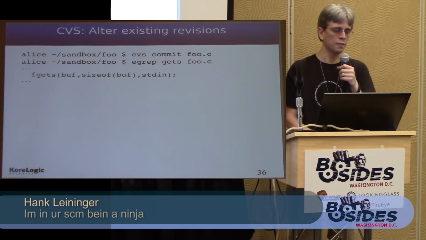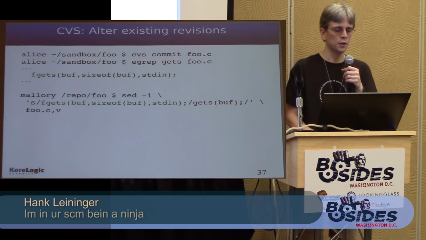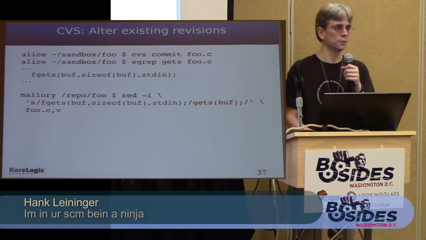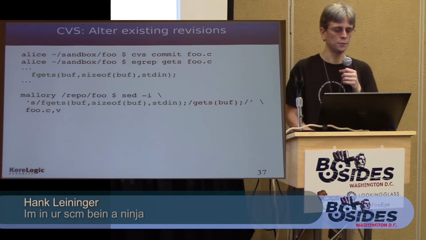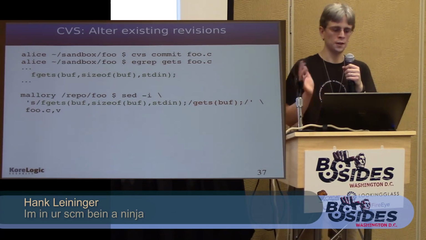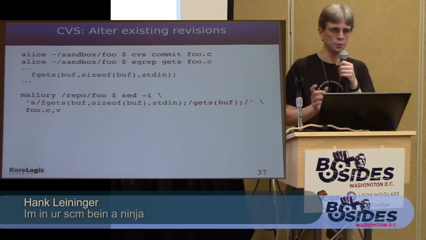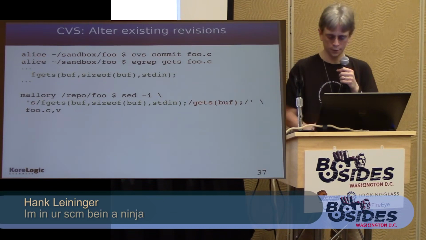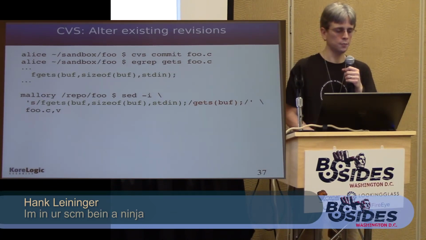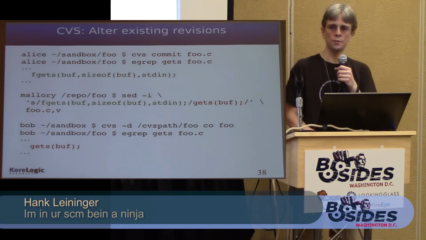So here's an example. We have Alice. She's sitting in her sandbox where she's been developing code. And in her foo.c, she's got an fgets, which is safe. Now Mallory on the repository server, because remember this one requires repo disk access, literally just all she has to do is change the line in the .v file, because the payload in the .v includes the text of the file being tracked. And Mallory is done. Now when Bob checks that code out, Bob gets the version that has the gets in it instead of fgets.